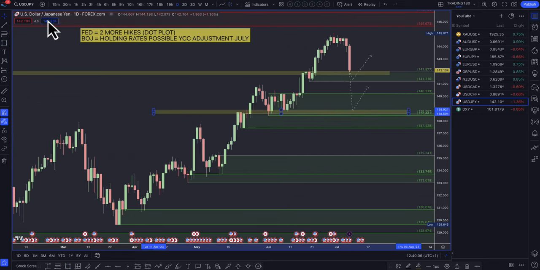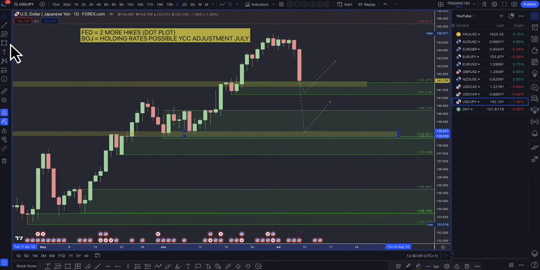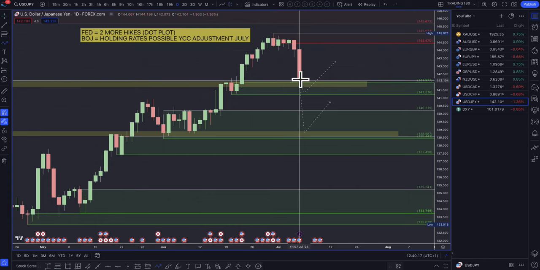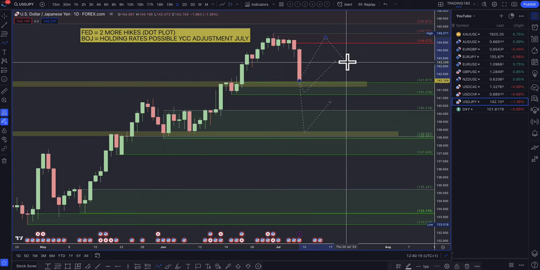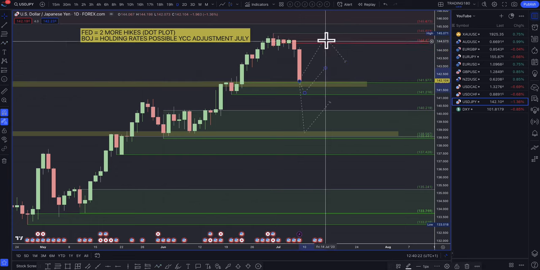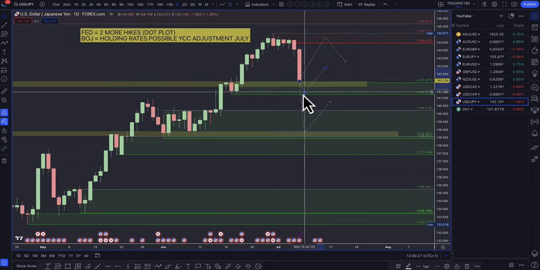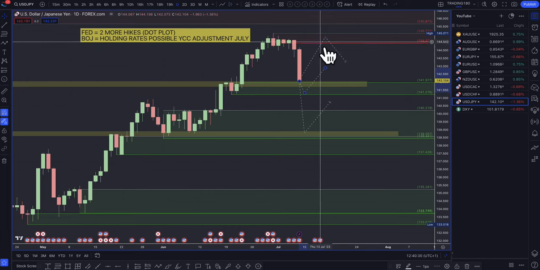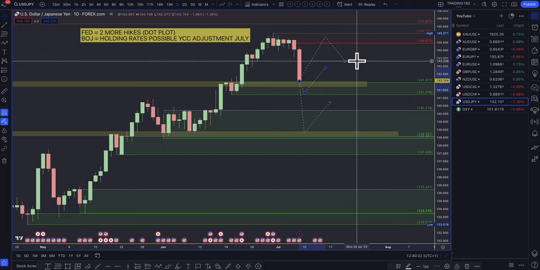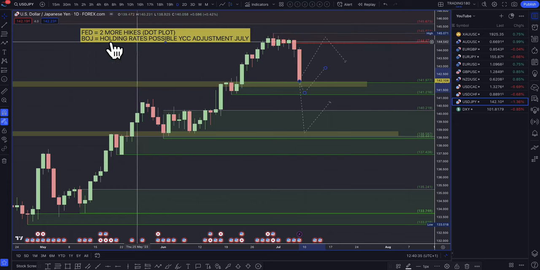If you are looking at buying the dollar, if you're looking at selling the yen, then really a pullback up into the 145 areas in that zone there, in anticipation of yield curve control to potentially occur in July. If it doesn't, then you're probably looking at this area being a really nice demand zone. Price may push past the 144.50s, 145 areas, because the expectation of yield curve control would then be pushed back into the future. It may come maybe September, October time.